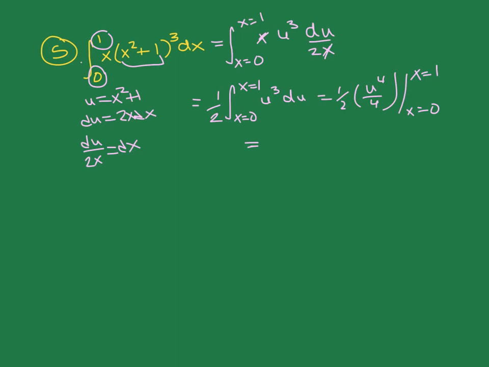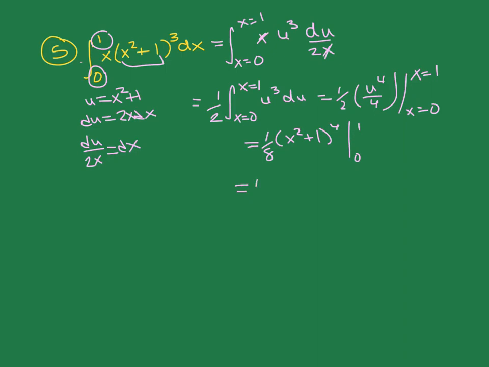Okay, so the 1/2 times u to the 4th over 4 ends up being u to the 4th over 8. But I'm actually going to write that as x squared plus 1 to the 4th over 8. I'll just bring the 1/8 out front. I think that makes it easier. That goes from x equals 0 to x equals 1. You can keep the x equals in there if you want to.